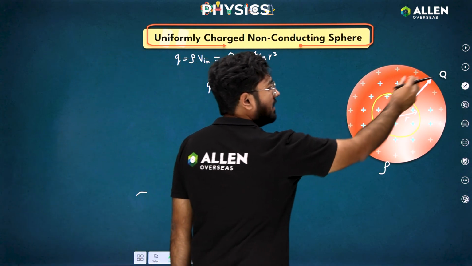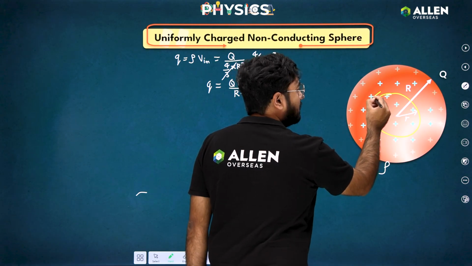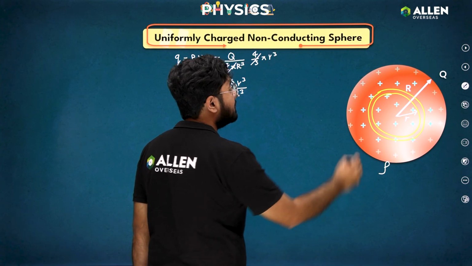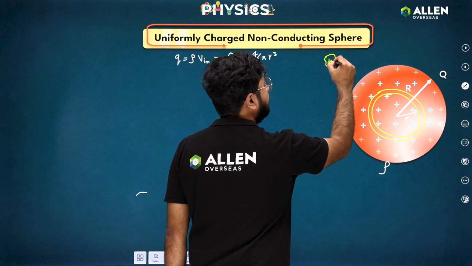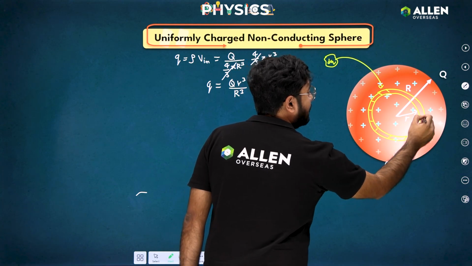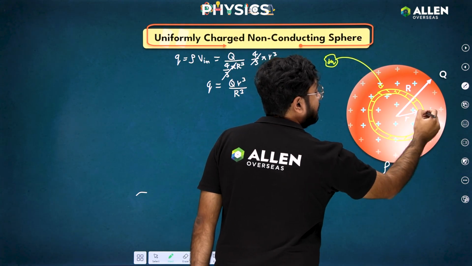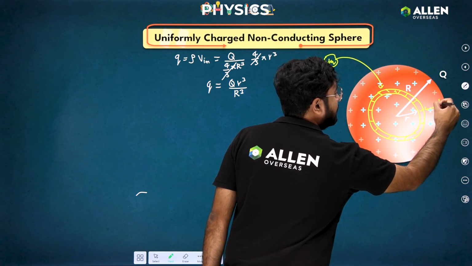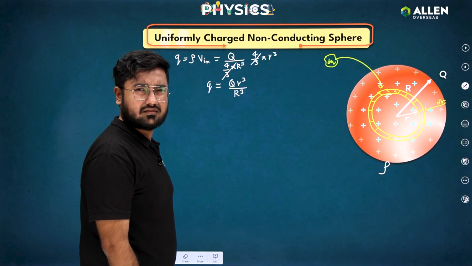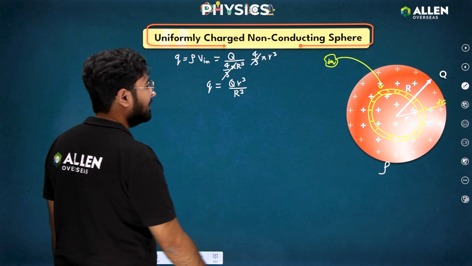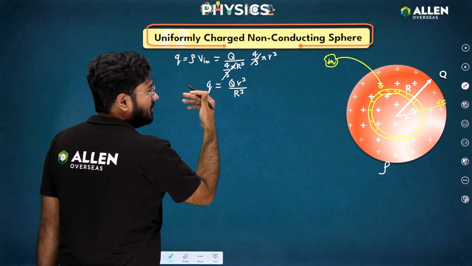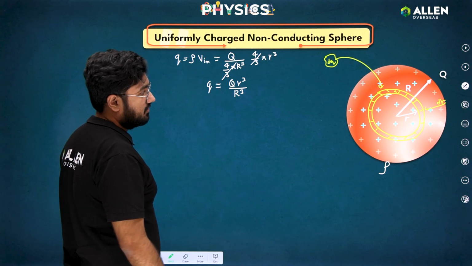Now I am bringing the charge, so what is going to happen? The radius of this sphere is going to increase. How much charge I brought? That is dq, right? And suppose the radius that is increased is dr. Not the first time you are doing this, right? So now, how much is the charge?